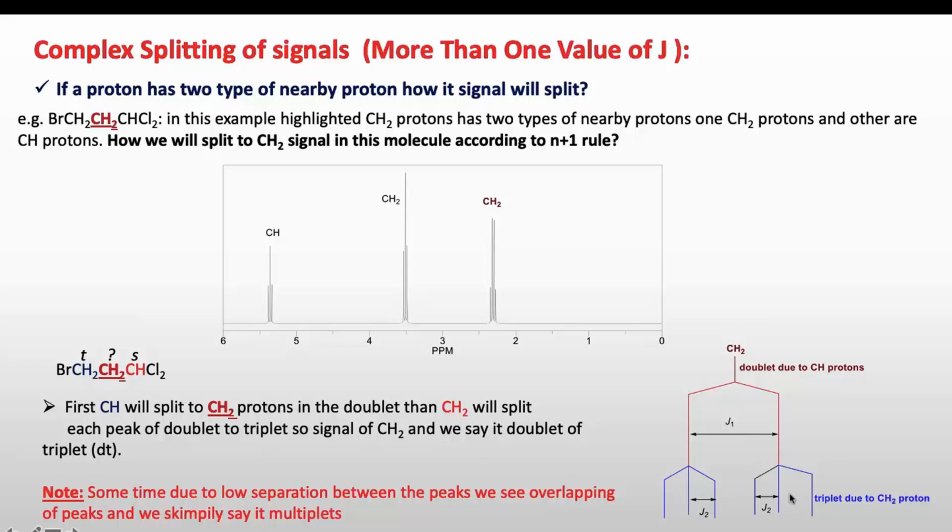So we will say this signal is DT, meaning doublet of triplets, and here we will have two J values, J1 and J2. So in this example, J1 is due to the CH proton and J2 is due to the other CH2 group. So this is the peak for this highlighted CH2, which is a doublet of triplets, but it's not separated well, because there is no very good separation between the doublet and triplet. So it looks like a multiplet. Sometimes, due to low separation between the peaks, we see overlapping of peaks and we simply say it is a multiplet, because in this case we will not always be able to calculate J1 and J2 clearly.